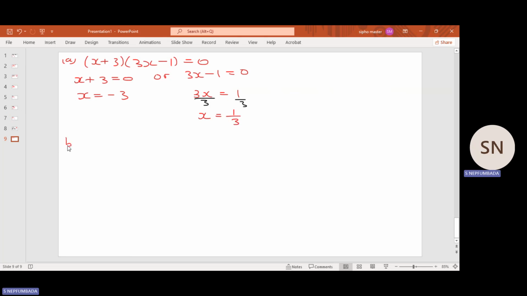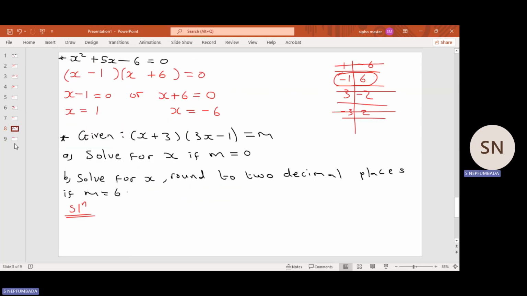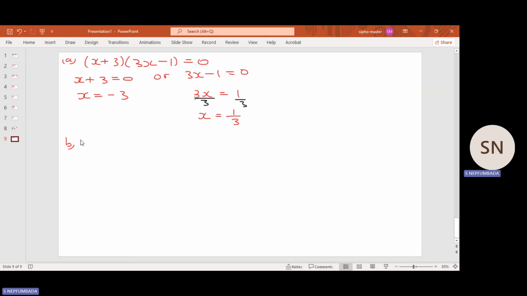Then let's go to the next question. The next question says what? It says if m equals to 6, then it means when they say m, we are going to substitute with the 6. This is equals to 6. Then we remove the brackets. This x is going to multiply everything. And this plus 3 is going to multiply everything there. And this is equals to 6.